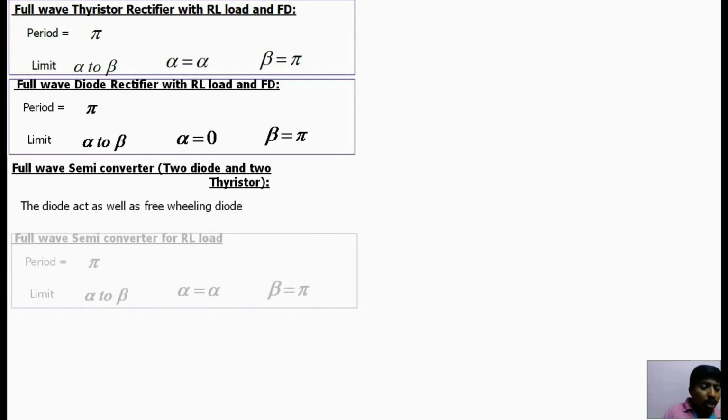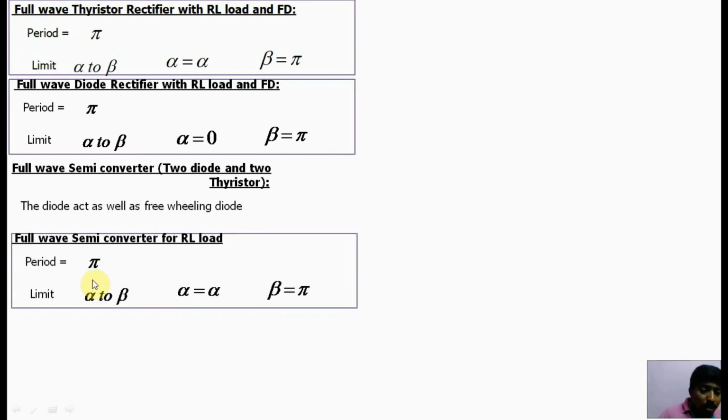So for full wave semiconverter with R load, full wave means period is equal to pi. For semiconverter, here thyristors are used, so alpha is equal to alpha, but there is a diode freewheeling effect, so the L inductive load effect will be eliminated. It is equal to R load, so beta is equal to pi.